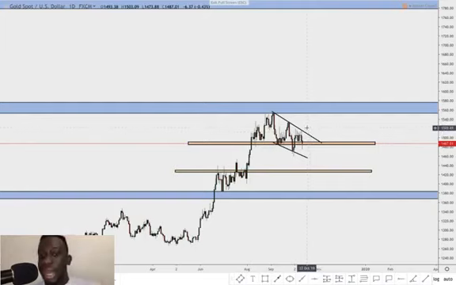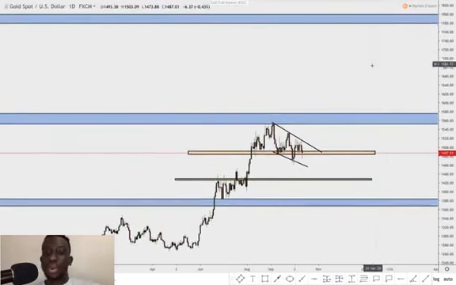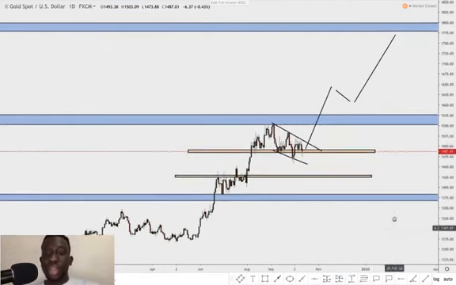The moment that happens, guys, we are going to come and attempt this blue zone again. The moment we break above this blue zone, guys, we're going to come and trade at $1,800 per ounce. Literally, I'm expecting to see something like this. Okay, that's exactly what I'm expecting to see from gold at the moment.